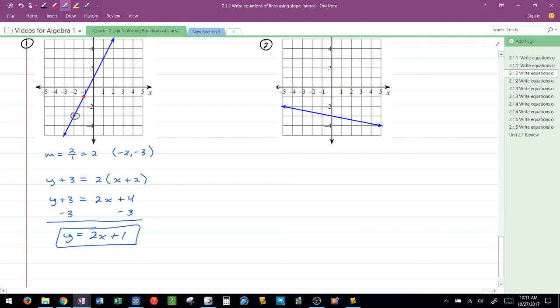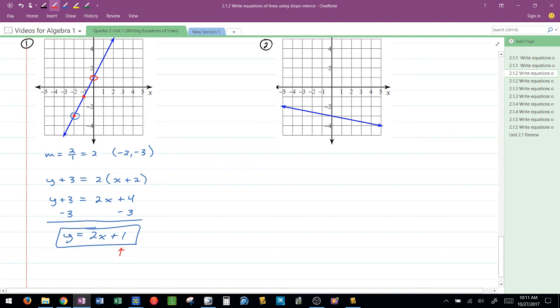Now if I notice, remember we called this 1 right here. We call that the y-intercept. Does this line go through the y-axis at 1? And if you look, yeah, it does. So my equation actually makes sense. It's got a slope of 2, a y-intercept of 1. It makes sense. All right, so let's try this one.